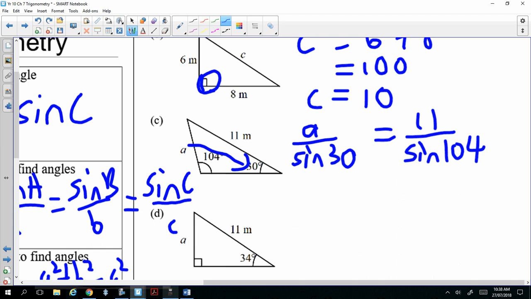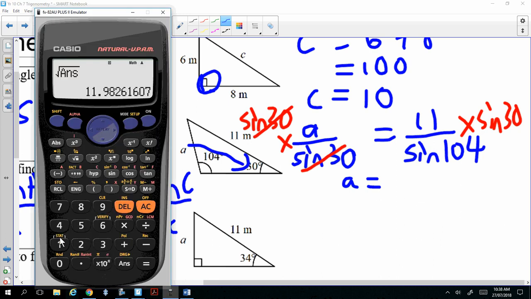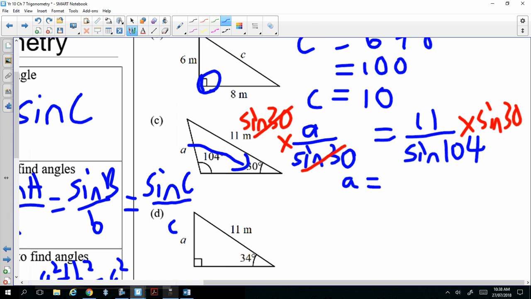You have to multiply both sides by sine 30. You have to make a the subject. And then use your calculator. The calculator will tell you 11 divided by sine 104, close bracket, times by sine 30. And what would it be? 5.6, 5.7? Okay, or 5.67. Like that. Good.